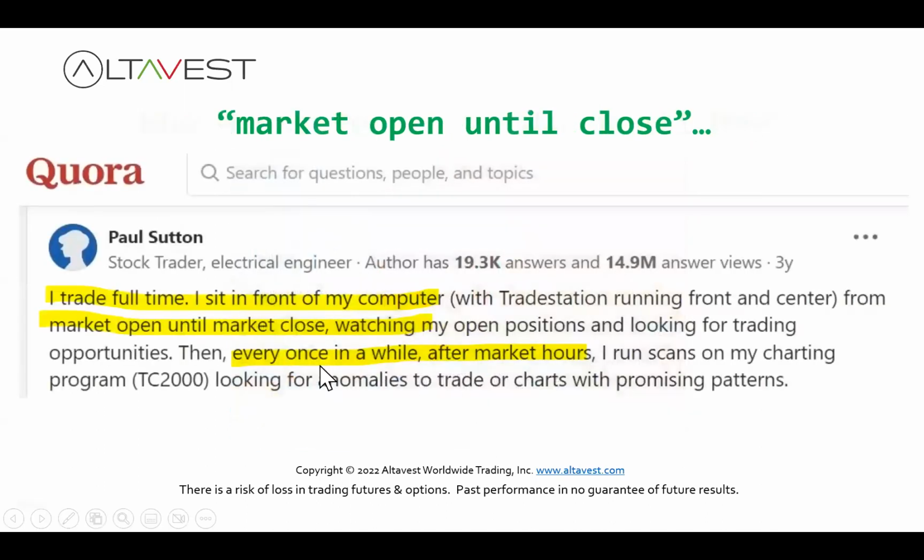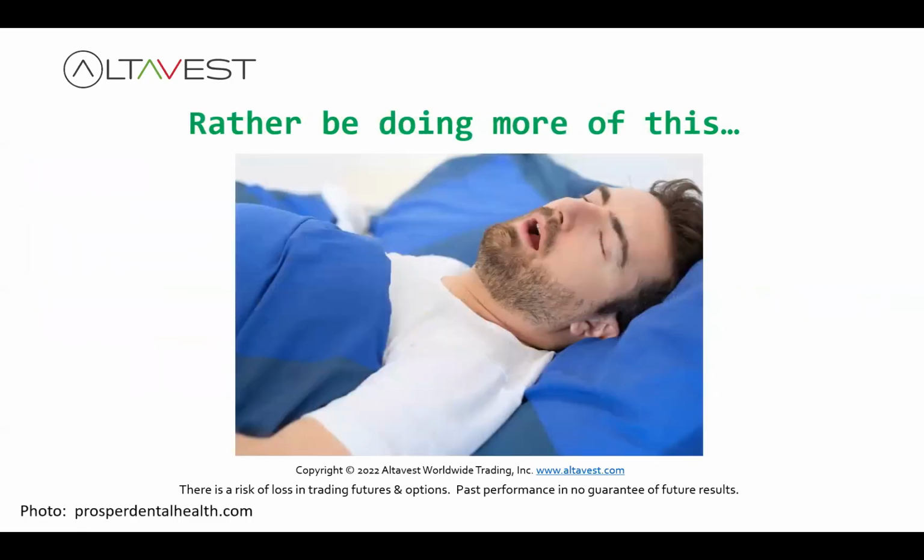Just pulled this off the web somewhere. This guy says, I trade full time. I sit in front of my computer from the market open until the market closes, and I watch my positions. Every once in a while, I'm even trading after the market hours. So I would rather be doing something like this. I think that's a difficult thing to ask people to do.